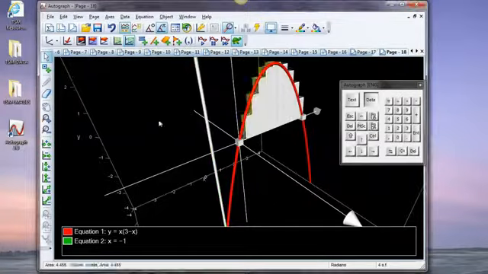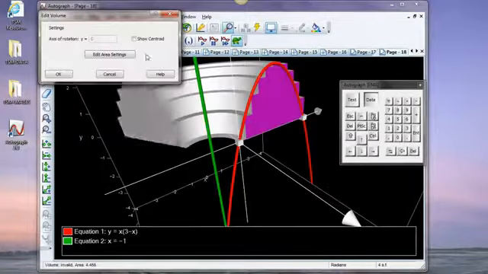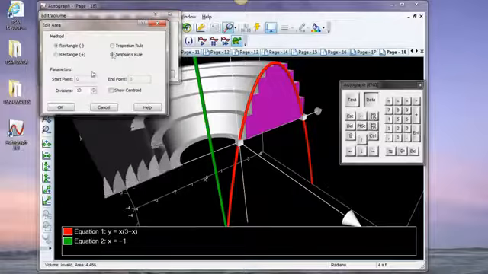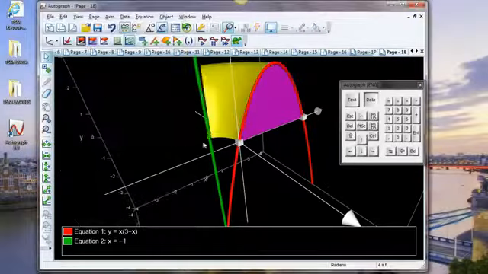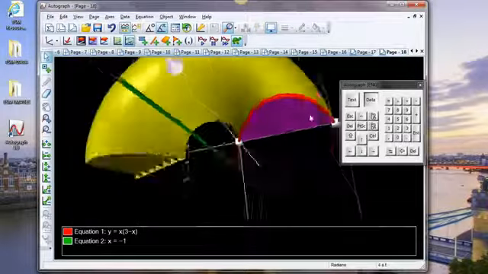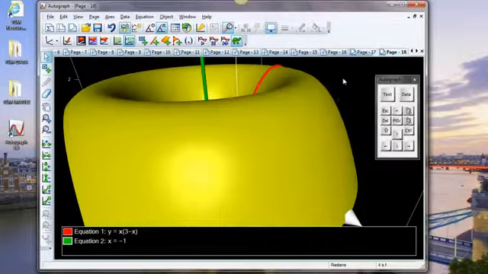Find the volume, okay, and we could double click on this and edit the area settings to Simpson's rule, which is really nice. So a nice way of illustrating volumes, and that concludes this short look at some of the advanced topics.